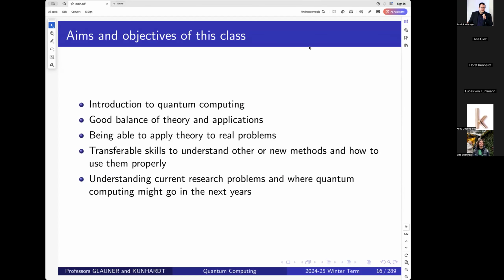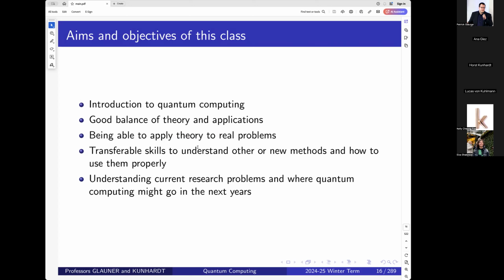It's an introduction to quantum computing. There will be lots of theory, but we'll have a good balance also with applications. But the first few weeks will be lots of mathematics because we simply need to build a foundation for all the applications that will follow. I want you to be able to apply theory to real problems. Today, there's a certain state of the art of quantum computing, and we expect that this will massively improve in the coming years and decades.